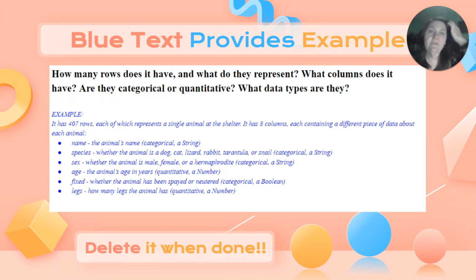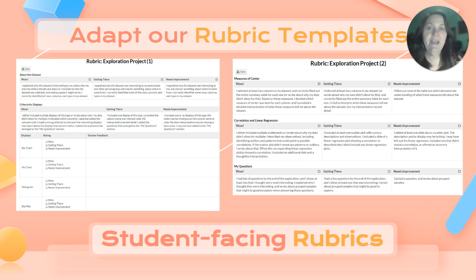Okay? Here's just a blown up section from one of their, how many rows does it have, what do they represent. You've already taught them about categorical quantitative columns and the data types, and so here's where they give the example of what it would look like for animals. Now go into your data set and fill that in, and then delete the blue stuff when they're done. We also provide you rubrics if you wish to adapt. You could adapt the rubrics into your own that work for you, but they're out there for you to click on.